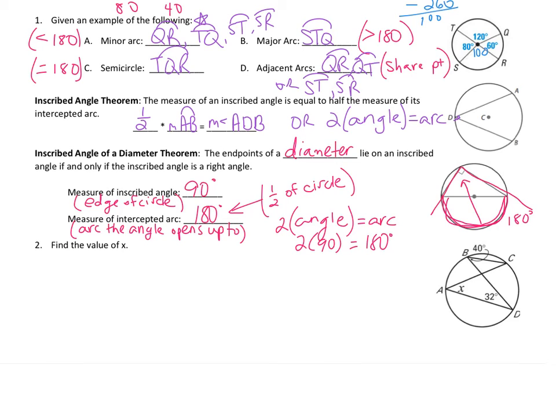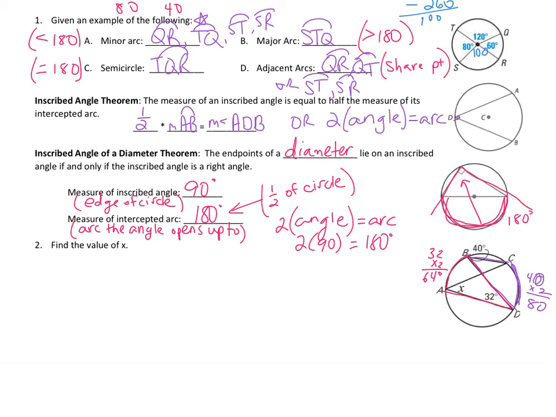So we need to look at the angle of 40, and we can see that it opens up to this arc CD. Well, if the angle is 40 degrees, that means that my arc is going to be twice that size. So I'd take 40 times 2, and I get 80 degrees for the arc of CD. Now, for the 32, I could do the same thing. So my 32 uses this angle, which means that my arc AB, I could take 32 times 2, and I get 64 degrees for that arc.